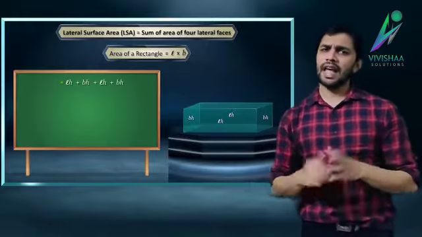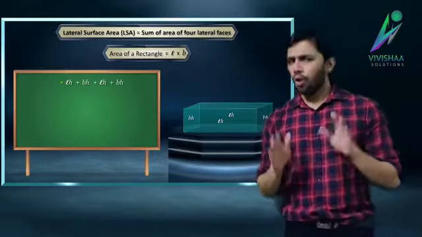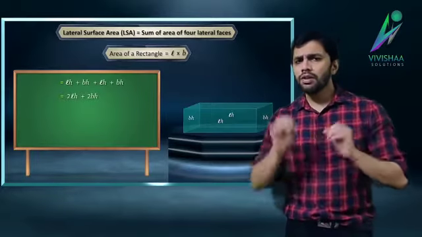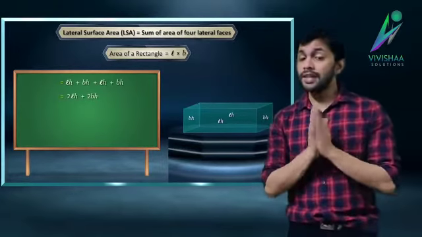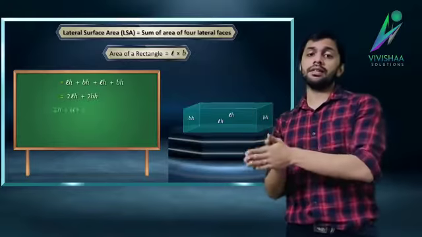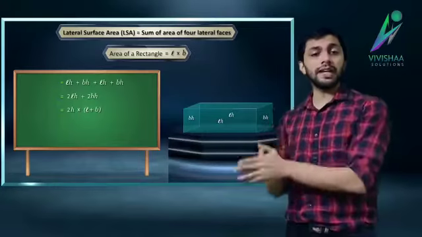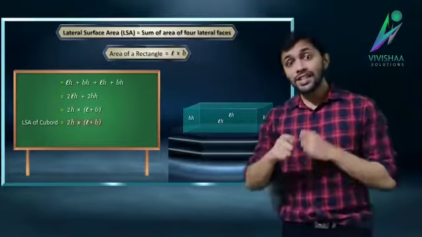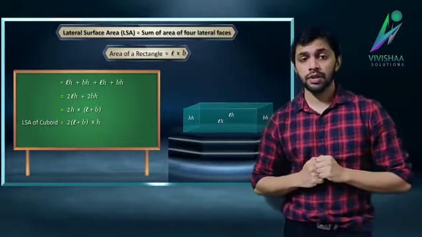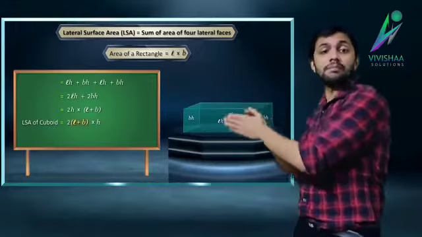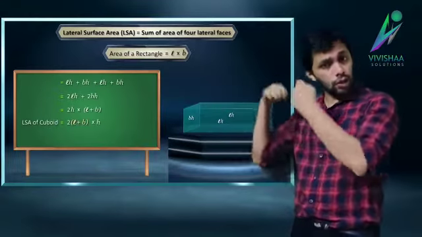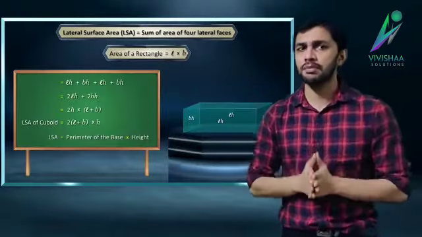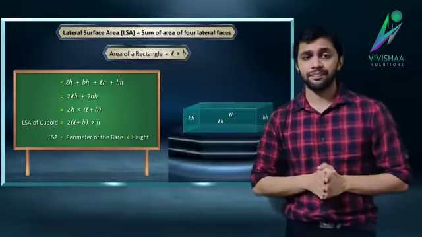Calculating LSA was very easy. All you needed to do was add all these areas. Now, on simplifying this expression, we get the formula as 2 times height multiplied by the sum of the length and breadth, right? That's how you simplify this equation. Now, let's rearrange this formula to see that twice the sum of length and breadth is equal to the perimeter of the bases. Correct? The perimeter of the bases is nothing but twice the sum of the length and breadth.